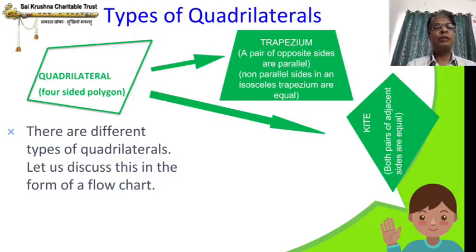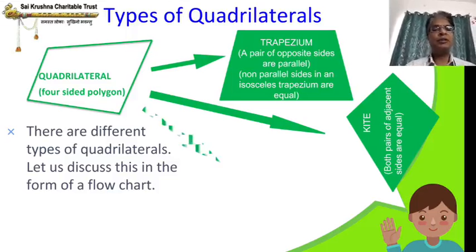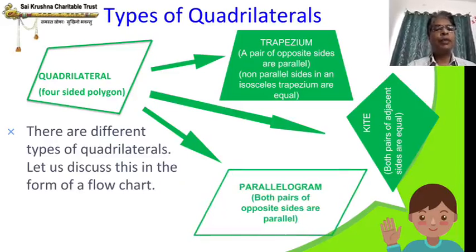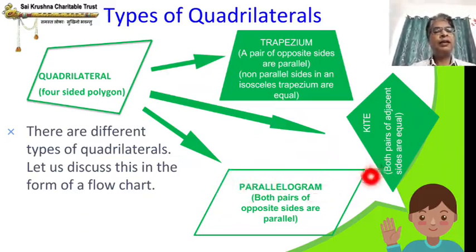Now let us move to the important quadrilateral which we are going to study in this chapter, that is a parallelogram. Let us see the definition of a parallelogram on this page. Both pairs of opposite sides are parallel. An important point to note: in a trapezium it is only one pair, top and bottom, whereas in a parallelogram, both pairs are parallel. The top and bottom are parallel, and similarly the left side and right side are parallel. Both pairs must be parallel, only then is it called a parallelogram.